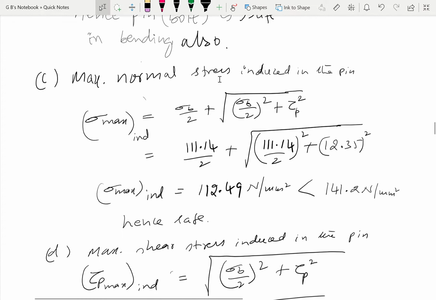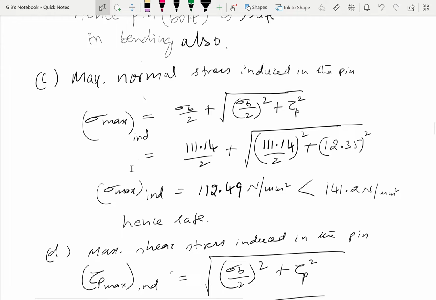Next, see maximum normal stress induced in the pin. Sigma maximum is equal to sigma b by 2 plus square root of (sigma b by 2) whole square plus tau square p. Here the normal stress is the bending stress, that's why we have used suffix b. Otherwise you can also write sigma by 2 plus square root of (sigma by 2) whole square plus tau square. Just to say that it is pin shear stress, I have used the suffix p here.